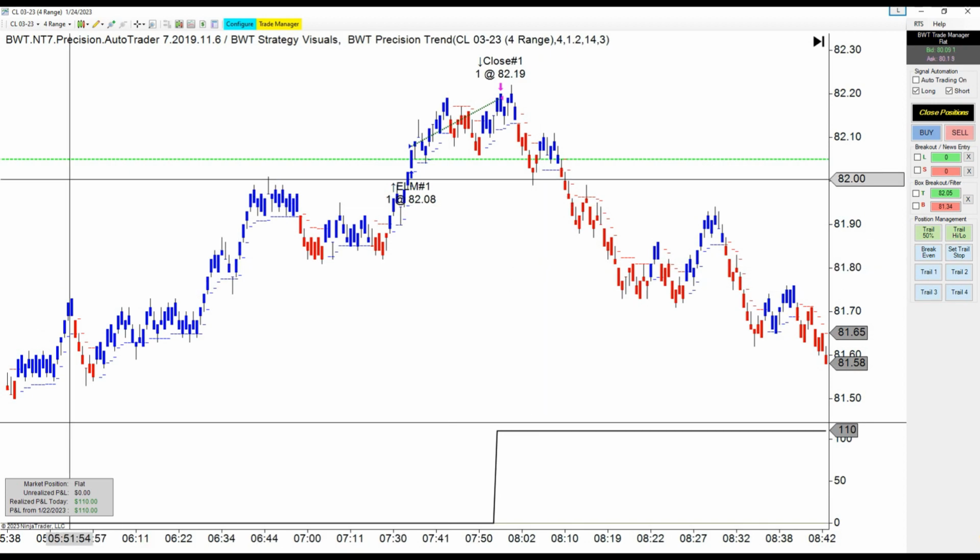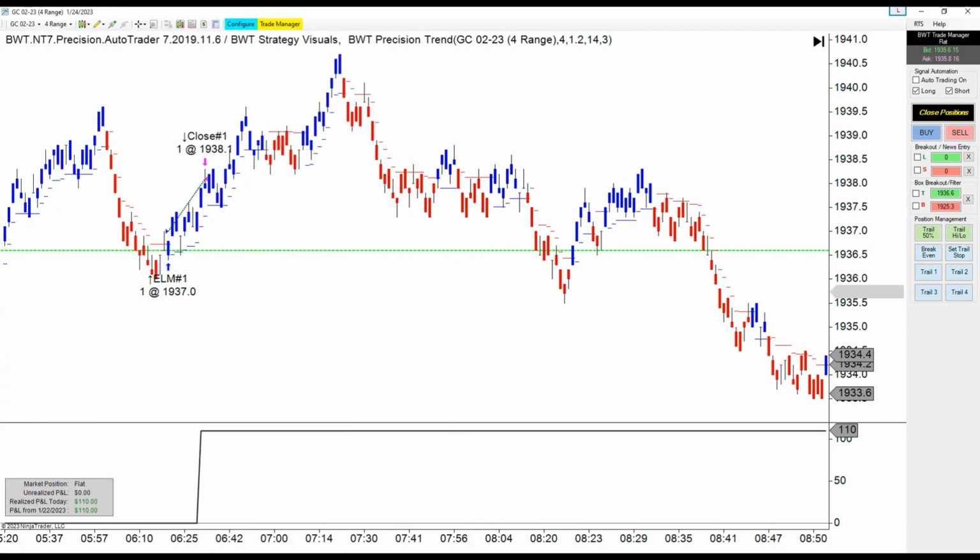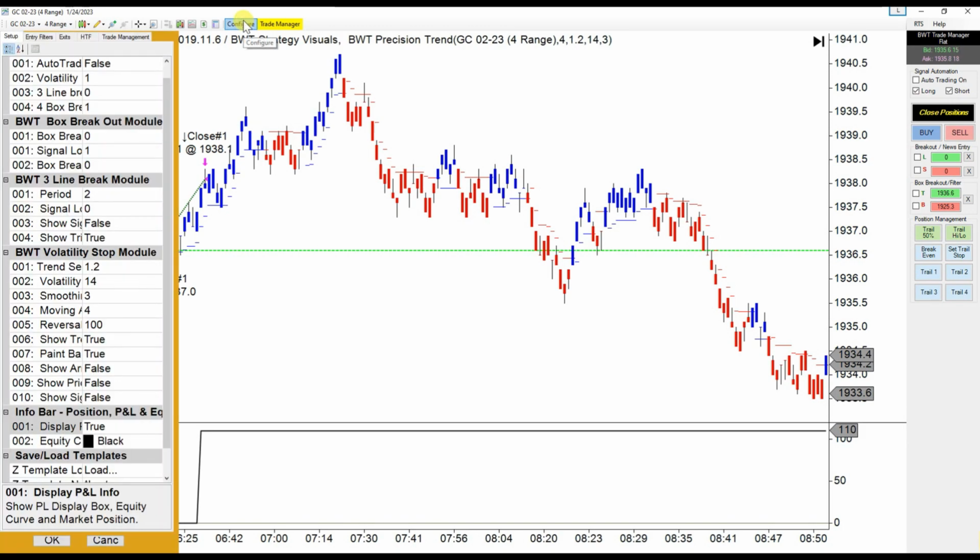Anyway, let's keep going. Gold was a trigger long at 1937, or a short at 1925. In this case, I got triggered on the long side. Missed the first one here because I didn't have the computer on yet, but triggered here on the long side to hit the target for this instrument. And again, same funded account.